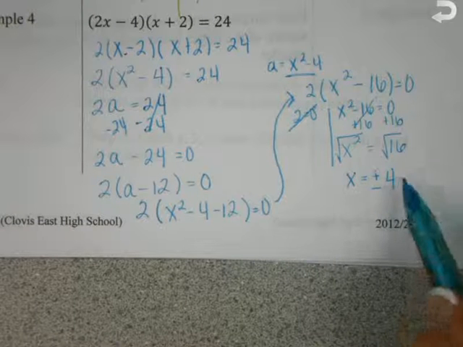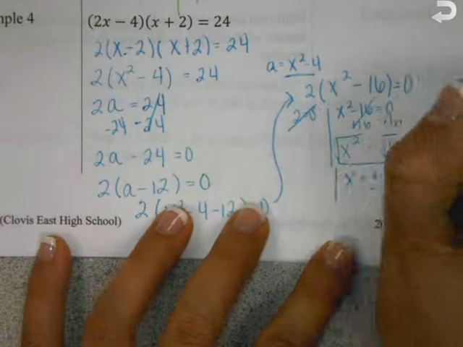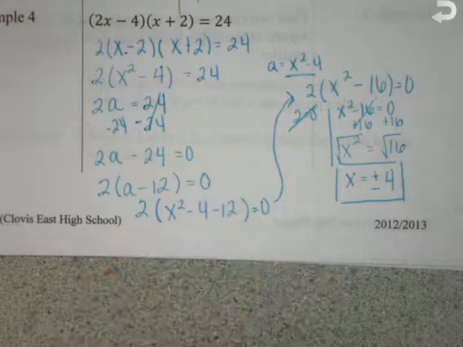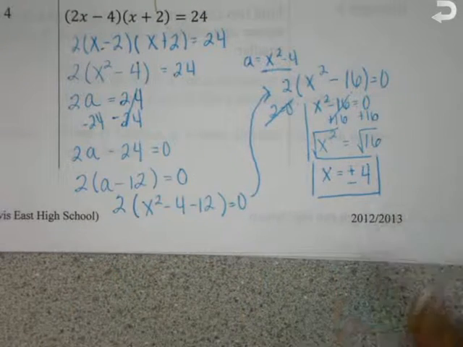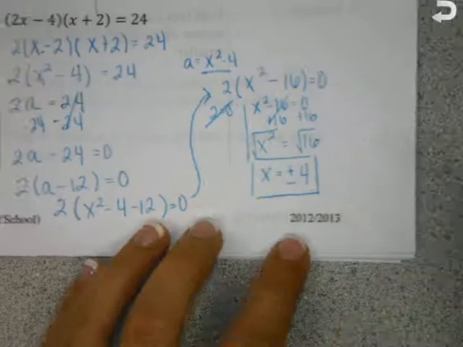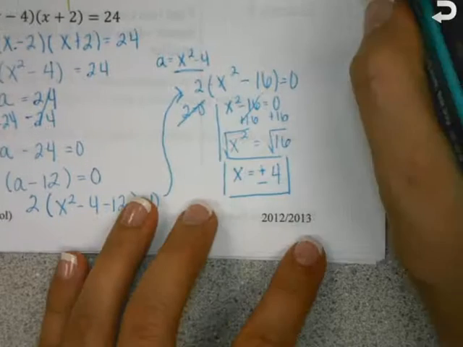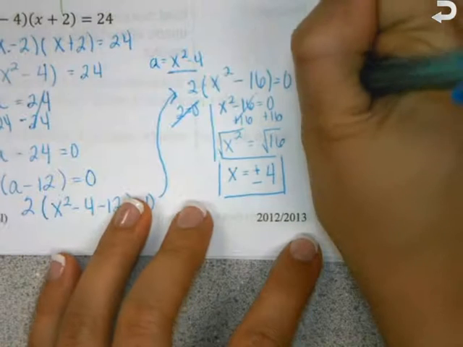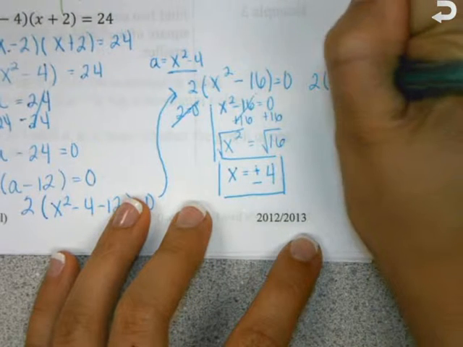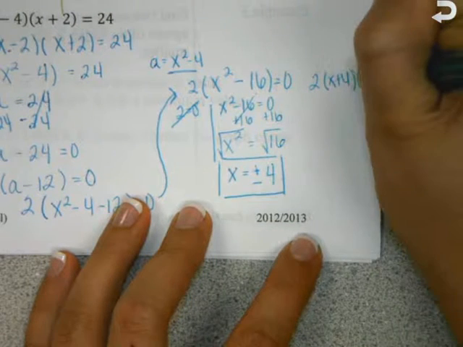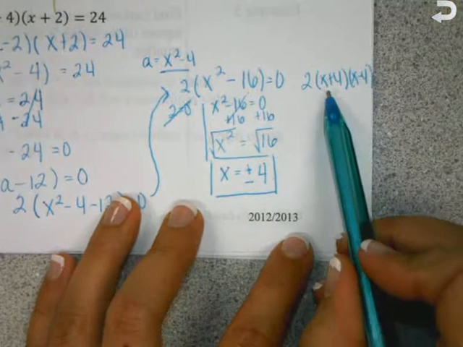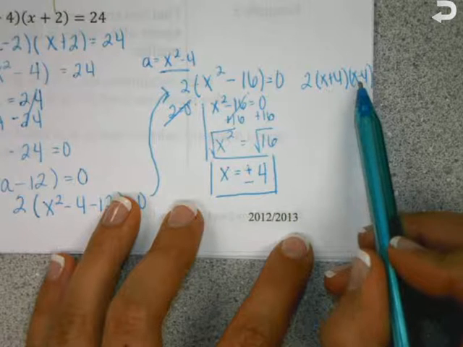Another option that you had was to factor this out to 2 times x plus 4 times x minus 4, and then you still would have got negative 4, positive 4 as your answer. So you still would have gotten the same thing as your answer, but you could have done it in two ways. Either way works for me.